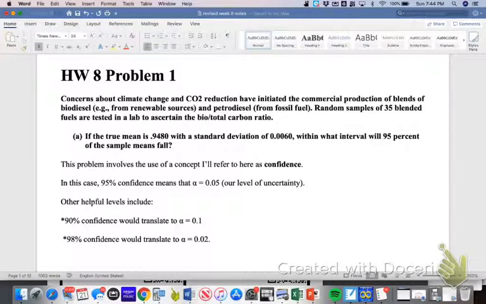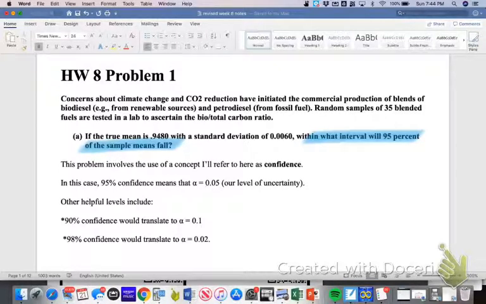Okay, so here's a very similar problem to homework problem number 1 in your homework. And it's asking us within what interval will 95% of the sample means fall. Now the book gives you a lot more details about the why behind this stuff. I'm doing here, just for this homework help, a real basic breakdown for you. But of course the book has a lot more information.